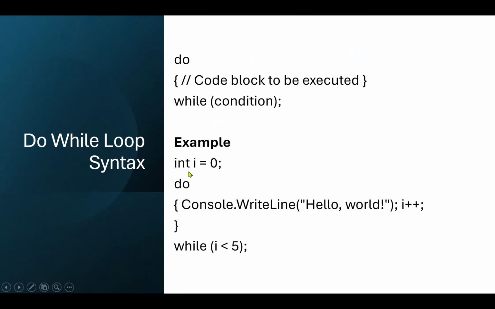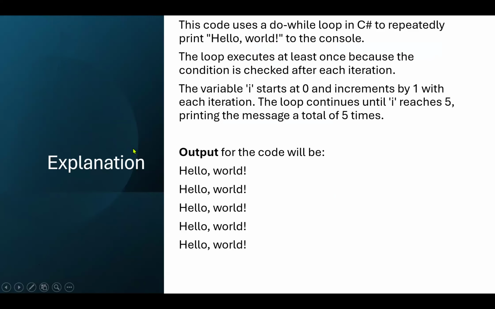For this example we have here, you can see the output on the next slide. This code uses the do-while loop in C# to repeatedly print hello world to the console. You can see that hello world is printed 5 times because it goes through the loop a total of 5 times. And immediately after the 5th time, the condition becomes false and then it exits the loop.